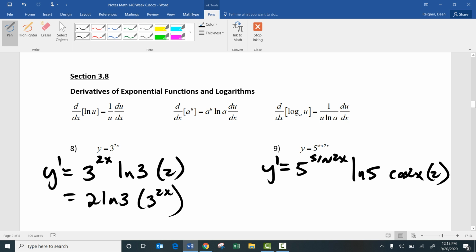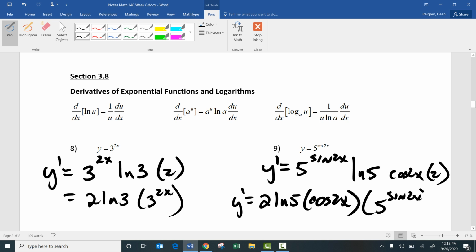All right, so this has a lot of things in it. So we'll move it over a little bit. So we'll put 2 and then ln of 5. And then we'll put cosine of 2x. It doesn't really matter, the order. And then 5 to the sine of 2x. Okay? So that's a derivative of an exponential function.